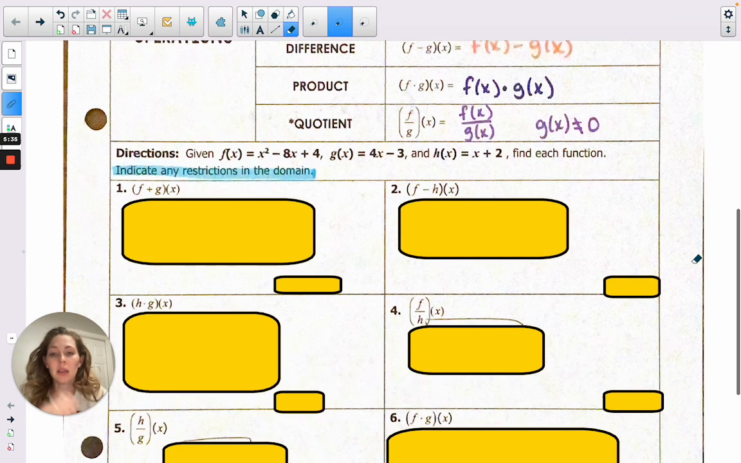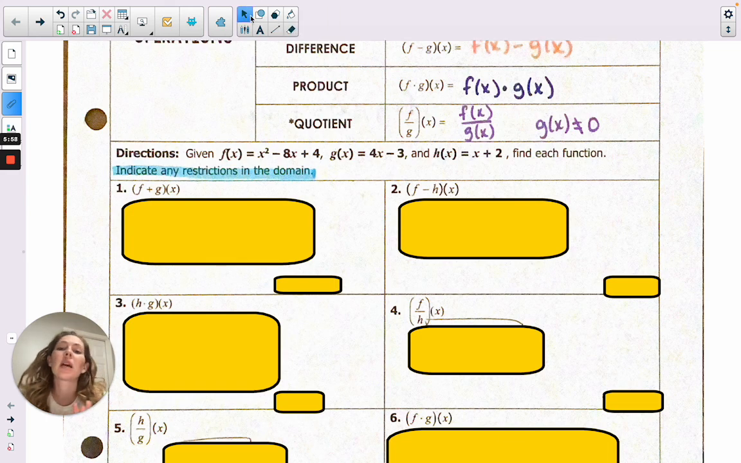All right. Hopefully you're doing okay with me. So we have directions here. We're given f of x equals x squared minus 8x plus 4, g of x equals 4x minus 3, and h of x equals x plus 2. Just like yesterday in 1.1, we want to make sure that we're using the correct function based on what letter they're telling us to use. It says find each function and indicate any restrictions in the domain. The only time you're going to have to restrict the domain is during that division piece, or any time that you have a fraction with x on the bottom. That's where you're going to have that domain restriction.